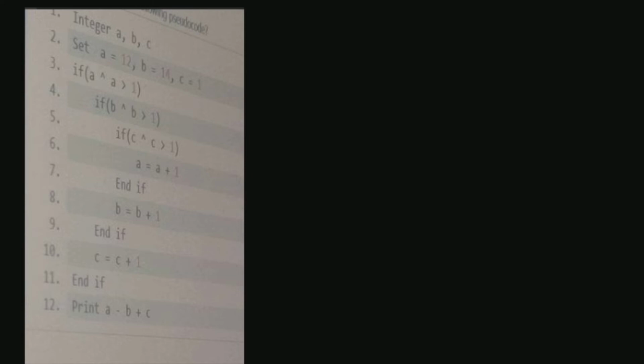Okay, next question. I know this picture is not very clear, but no worries, I'll write it here for you. See, the value of A is given as 12, the value of B is given as 14, the value of C is assigned as 1. Okay, 12, 14 and 1. Now here we are checking if A XOR A is greater than 1.